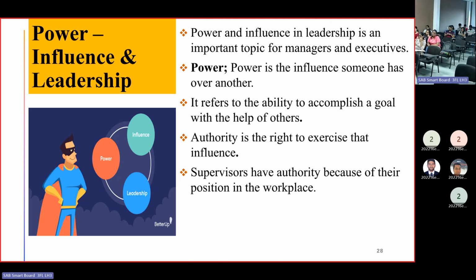So the CFO has authority over the finance manager or accountant. But he may not have all authority over the marketing manager. Only the accountant. Right? So that is called span of control. You would have studied it in HR, span of control. Or maybe you would have studied it in management. So what is the capacity you have to influence?